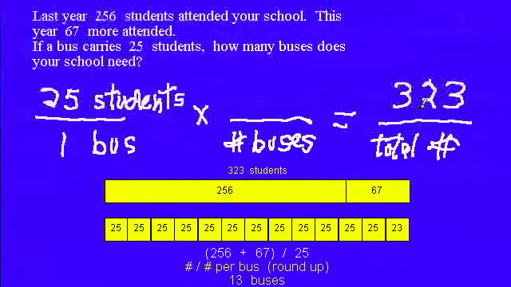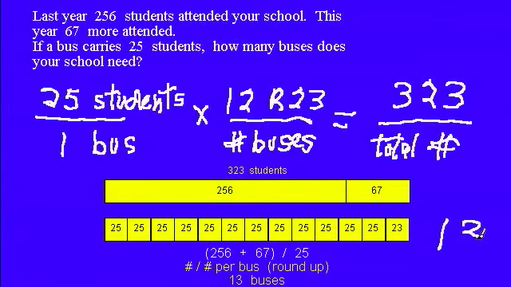So that's a division problem. 323 divided by 25 is 12 with a remainder of 23. But you always have to analyze the word problem in terms of the real-world situation. 12 buses won't be enough. We need an extra bus to handle the extra 23. So the answer is 13 buses.